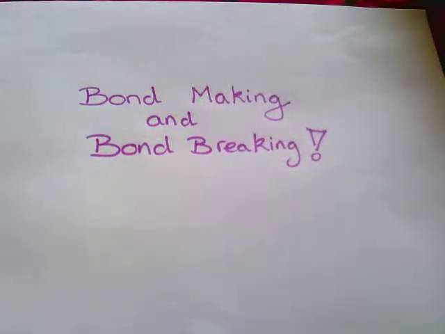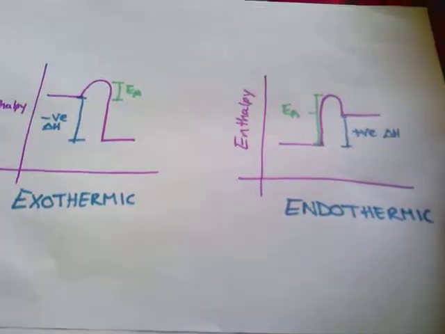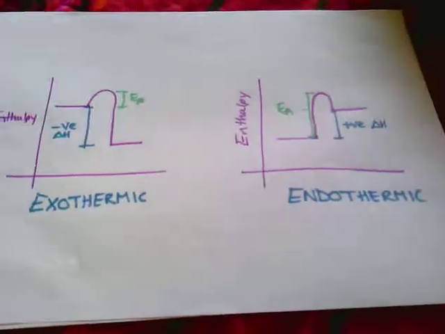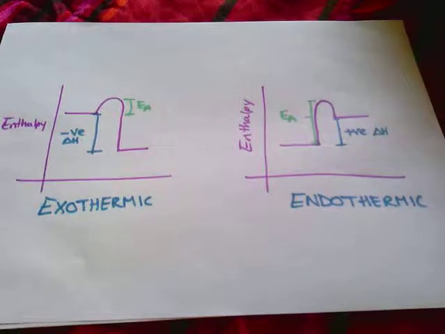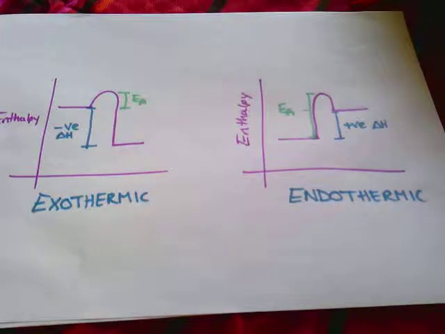Hi, we had a request from 11Q3 to look at bond making and bond breaking. This comes up in the C5 module where you will have looked at endo and exothermic reactions and diagrams like this. And you can see from the diagrams, the reaction profile, whether it's endo or exothermic. But we can also do calculations using data to work out if it's endo or exothermic. So that's what I'm going to focus on in this video.